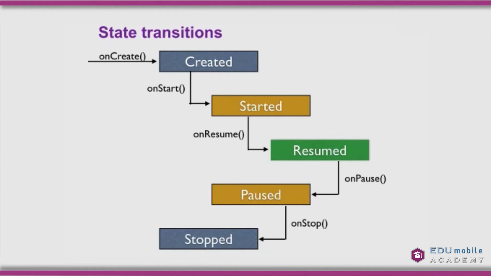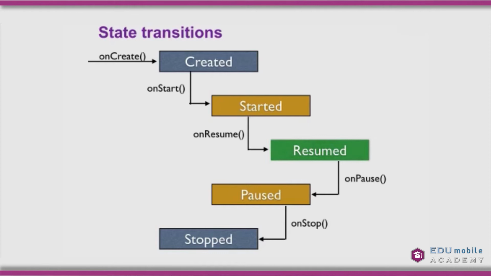So from created, we call onStart, and started is entered. And then very rapidly, we call onResume, and resumed is entered. And this is where our activity is living. In other words, it can be interacted with by the user. Now, after the interaction is completed, the user switches to a new activity, something else happens, onPause is then called, and we enter the paused state.